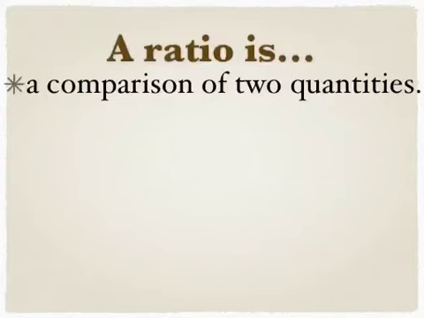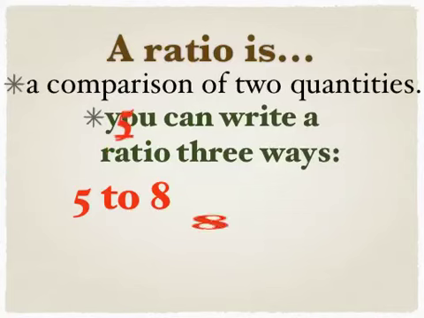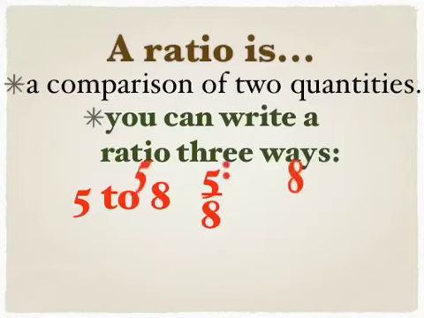When we're talking about a ratio, it is a comparison of two quantities. We have 3 different ways that we can write a ratio. The 3 ways are using the word to. So if I'm comparing 5 and 8, the ratio would be 5 to 8. I can write it as a fraction and put 5 over 8. It would still be read 5 to 8 as a ratio, but it's just written as a fraction. And then you can also write it using a semicolon. Again, it's still read 5 to 8, but this is another way that we can write a ratio.